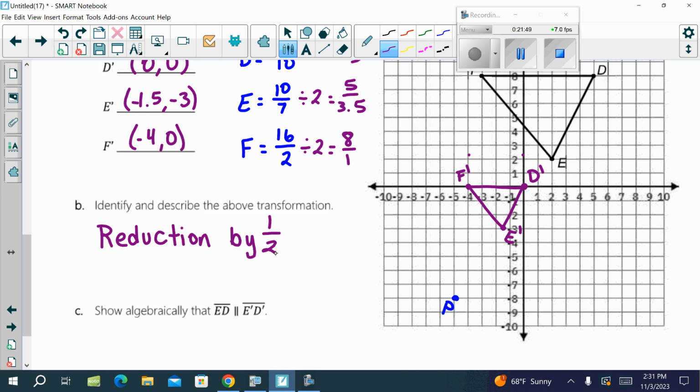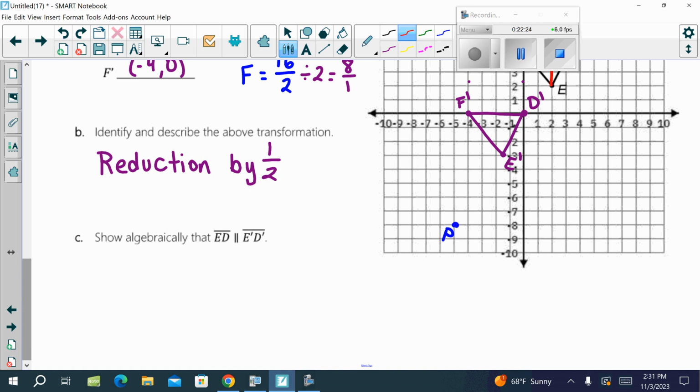Okay, now it says show algebraically that segment ED is parallel to segment E prime D prime. How have we learned to show two segments are parallel? Slope. And what do the slopes need to be? The same. So let's find their slopes. So ED. What's the slope from E to D? 6 over 3. Look at my staircase. What would that be? What's ED's slope? 2 over 1.